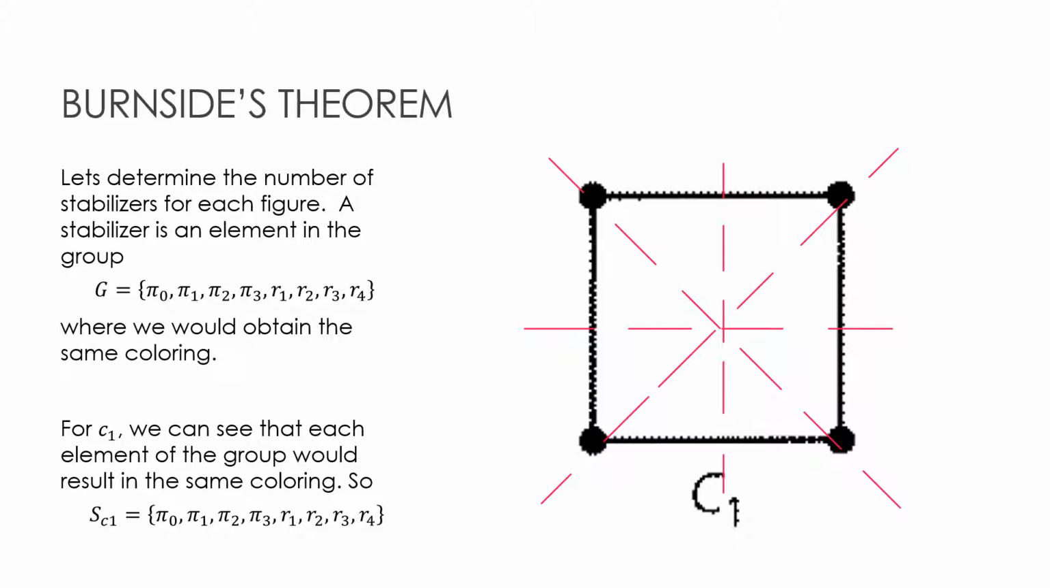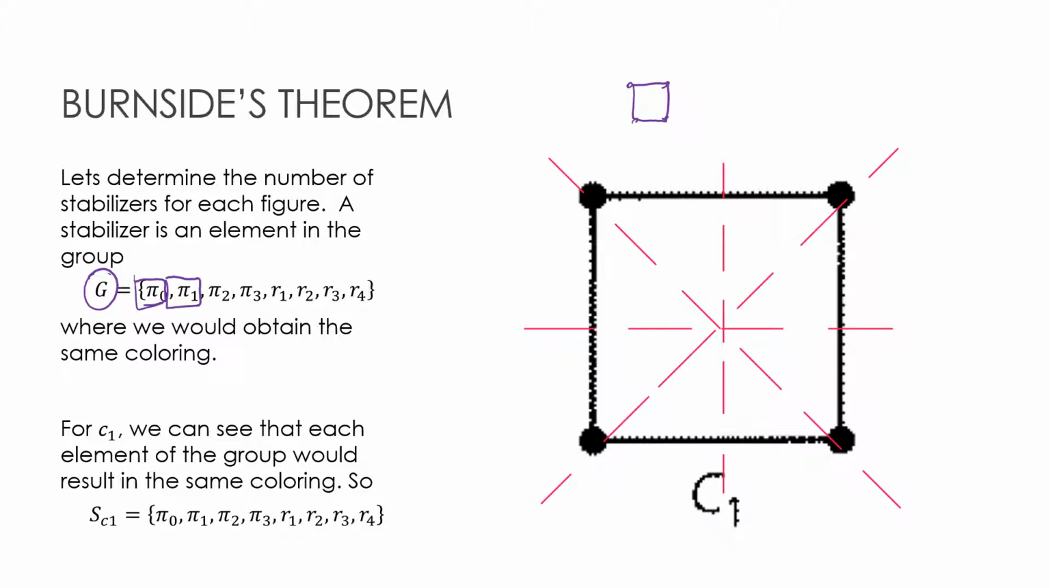Now what I want to do is take a look at each of the 16 colorings that we looked at before, and determine the number of stabilizers. Stabilizers means what's going to give me the exact same coloration. So which one of these elements of G is going to give me the exact same thing? If I rotated this 0 degrees, what would happen? I would end up with another square that had black on each corner, right? So this is a stabilizer because all of the colors remain the same.